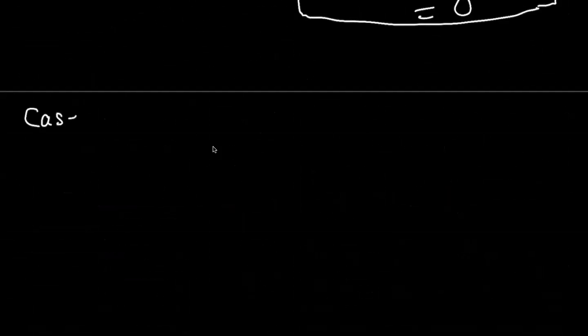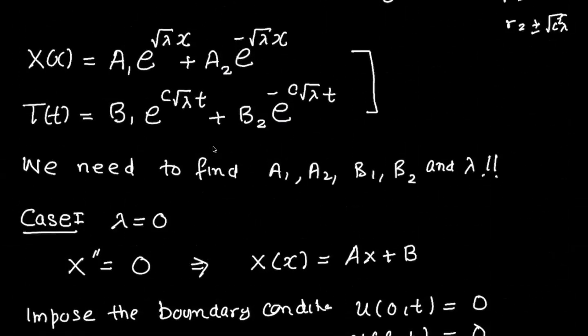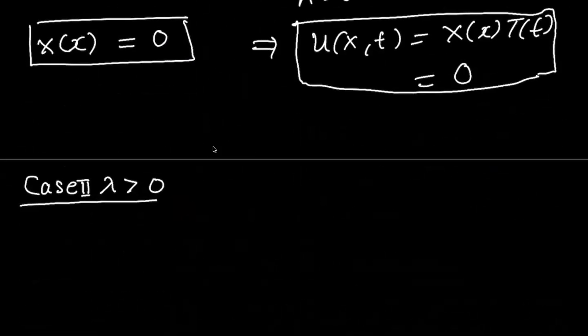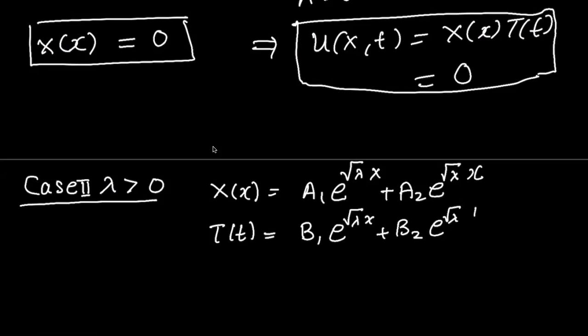Now we consider the case when lambda is strictly positive. This is case number 2. If lambda is strictly positive, what is the solution of that equation? I'm going to rewrite that solution again. X of x is equal to a1 e raised to the power square root of lambda x plus a2 e raised to the power minus square root of lambda x. And then you have T of t. We may not need this one, but I'm just going to write it: b1 e raised to the power c square root of lambda t plus b2 e raised to the power minus c square root of lambda t.